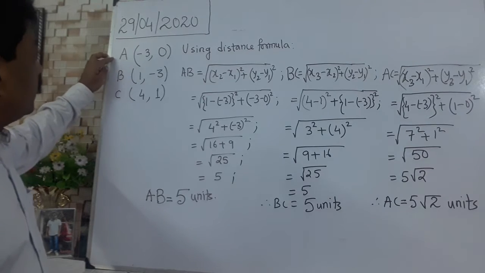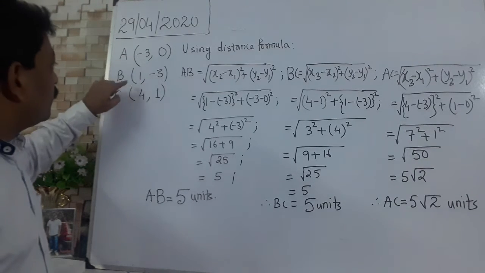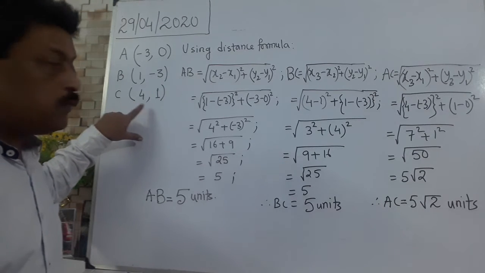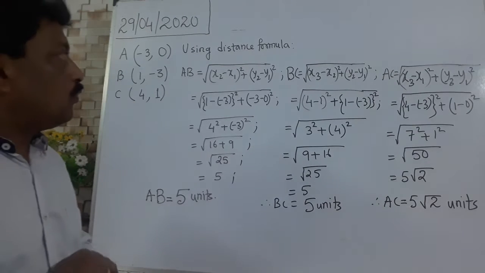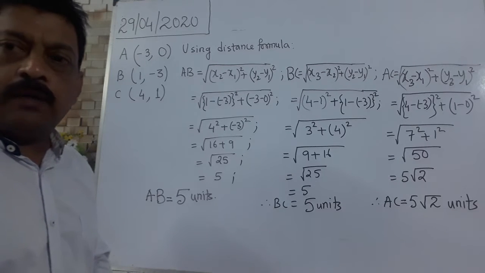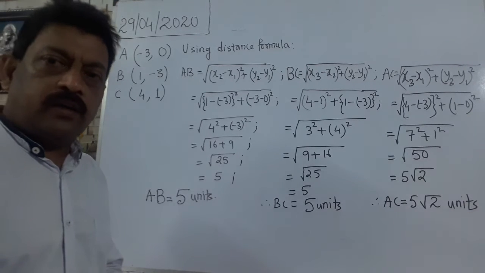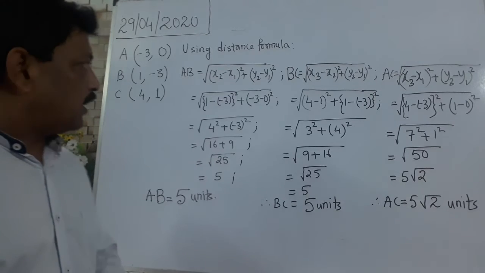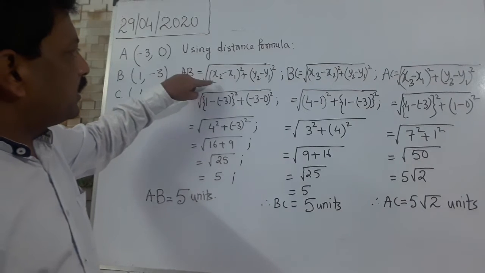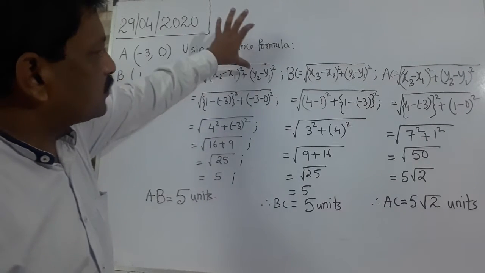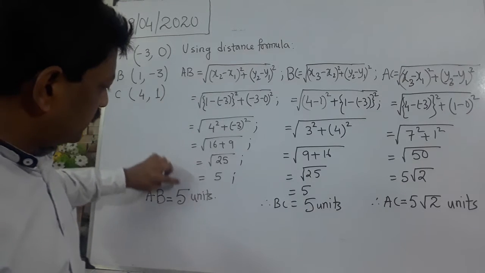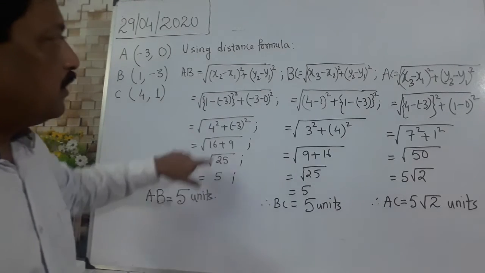3 points A(-3, 0), B(1, -3), and C(4, 1) are given. We have to find the distances between AB, BC, and AC using the distance formula. So here is AB. AB equals root over (x2 minus x1) whole square plus (y2 minus y1) whole square. After substituting the values, I have got AB as 5 units.